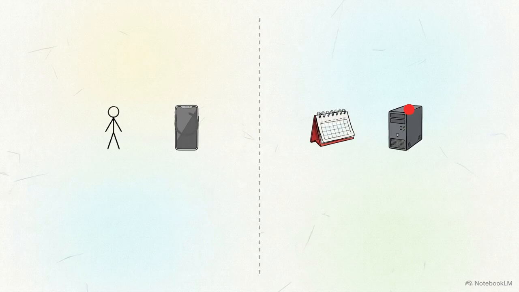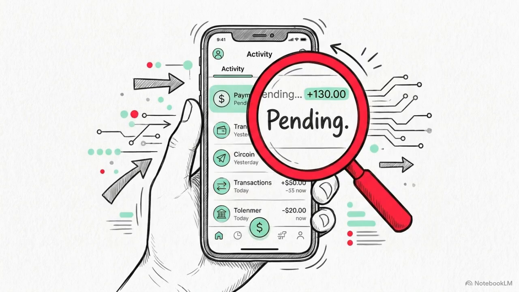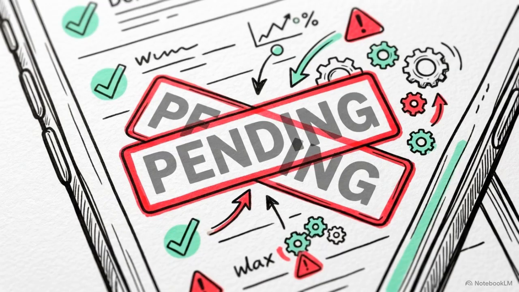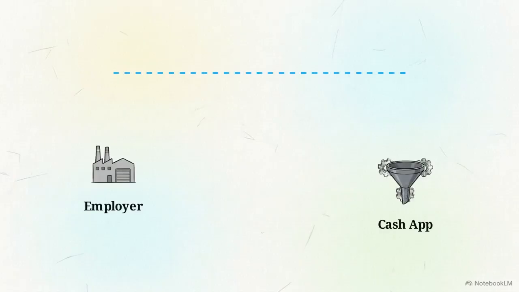Now that we know your device and the timing are clear, we need to audit the current status of incoming transactions inside the application itself. This mock-up of the Activity tab shows what you are looking for. Open this tab in your app and look for a specific Pending label on your deposit, exactly as highlighted here. Do not keep refreshing the screen. Seeing that pending status is a positive indicator. It confirms that Cash App has received the funds from your employer and is actively processing them.